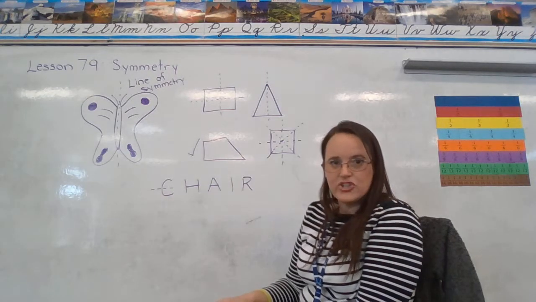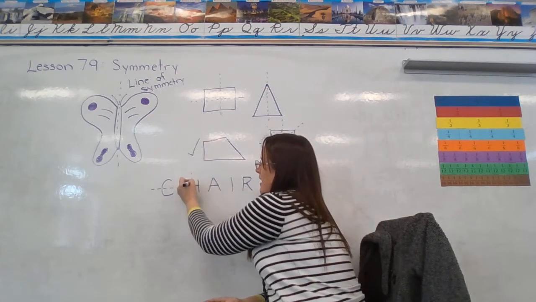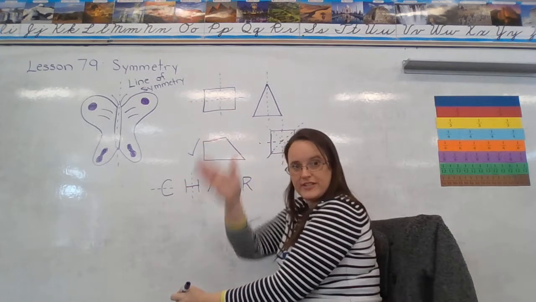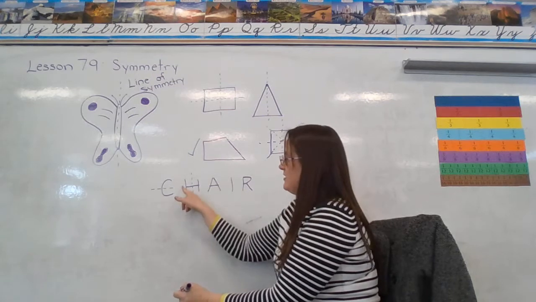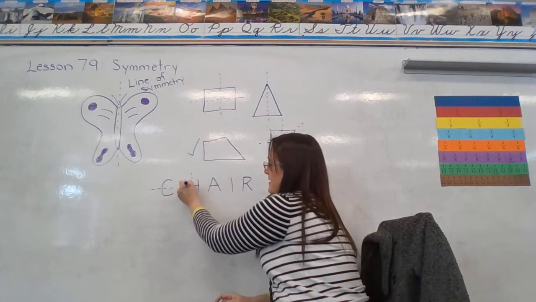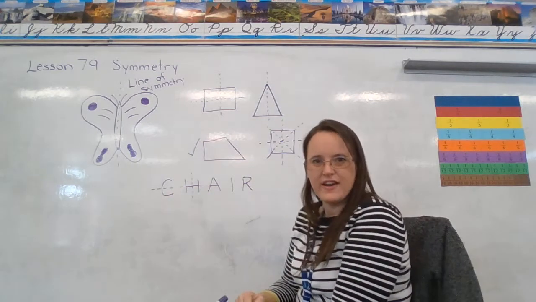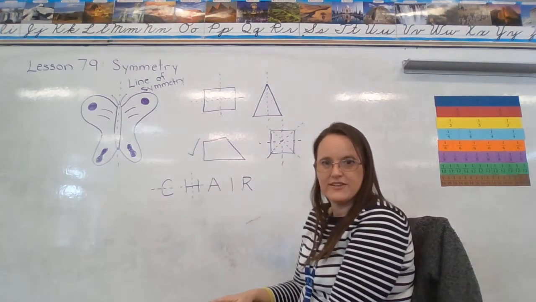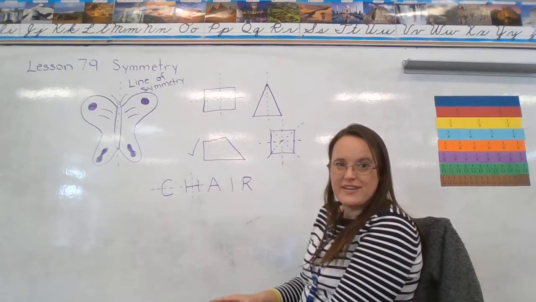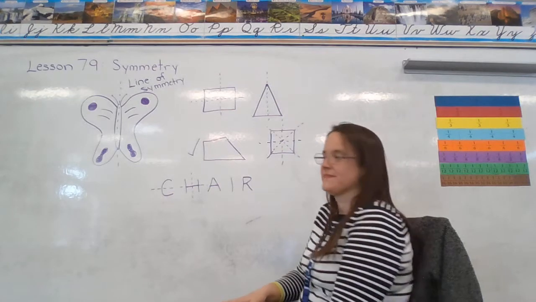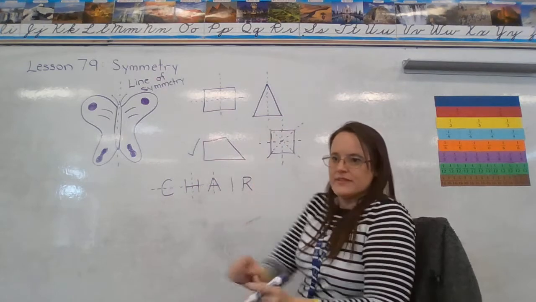What about the H? Where could I fold that? I could do it vertically down the middle. Could I do it horizontally? Yes, as long as I was right on this cross piece right there. We could fold it like that and it would fold down on top of itself. What about the A? How many lines of symmetry are there in an A? Just down the middle.